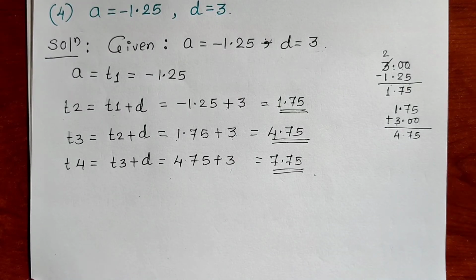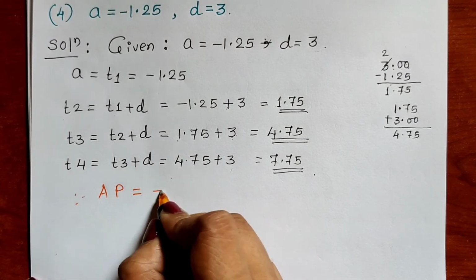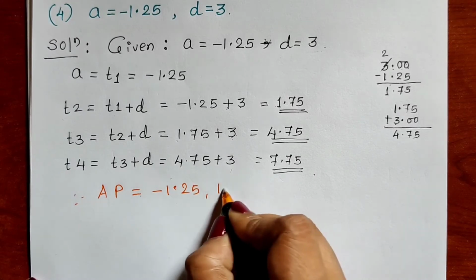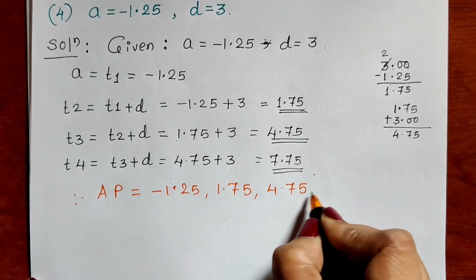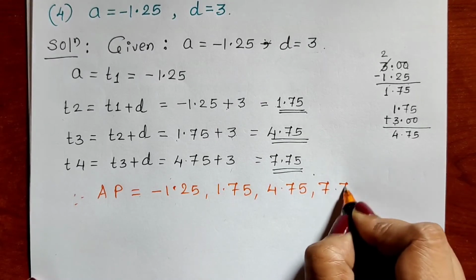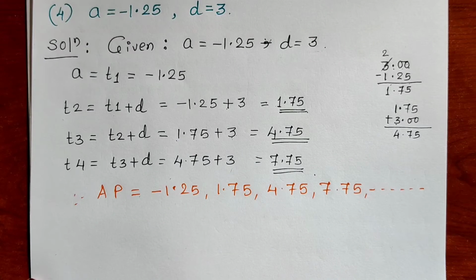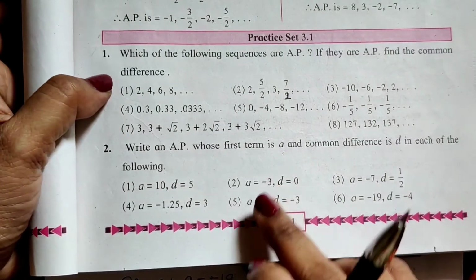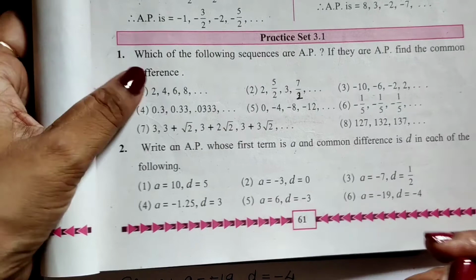So now write the AP. Therefore AP is equal to first term minus 1.25, second term 1.75, third term 4.75, then 7.75 and so on, infinite. Next sum. Then sum number 5. A is equal to 6, D is equal to minus 3.